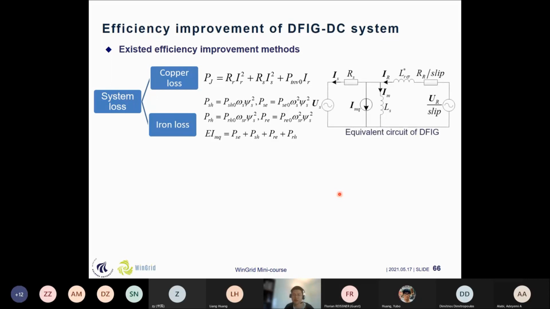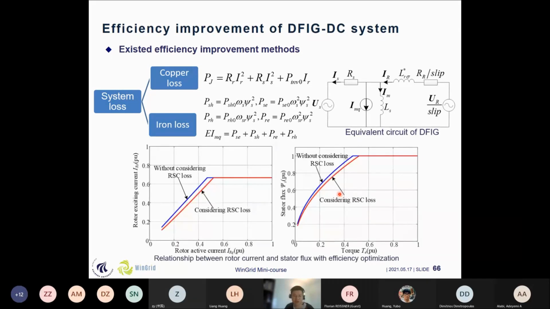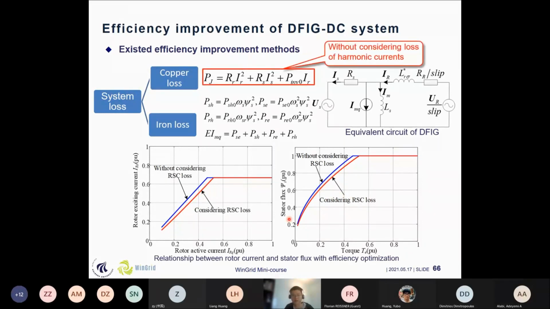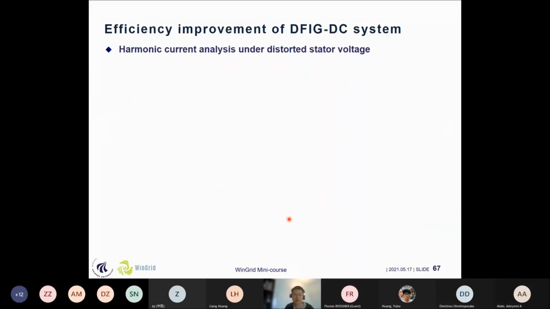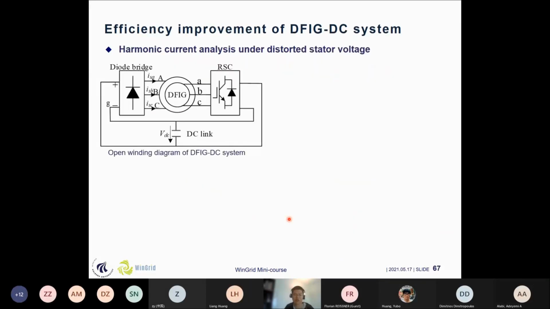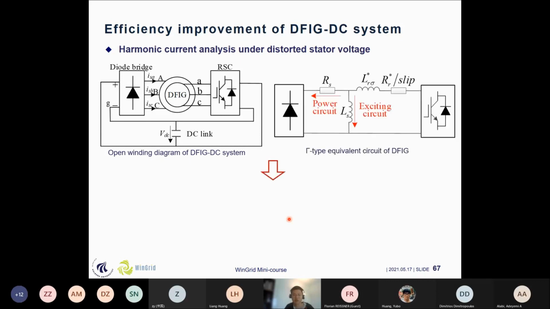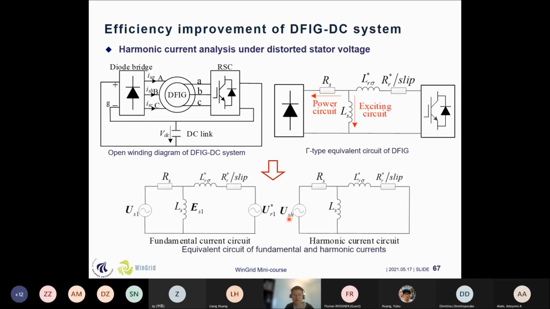Okay, so this is the equivalent circuit, but the existing research only focuses on the fundamental current losses without considering the harmonic currents. Since we have made some analysis, the characteristic of the system is that it contains a lot of harmonics. So we need to analyze what kind of harmonics are in this kind of topology.